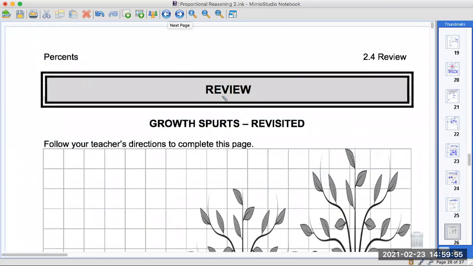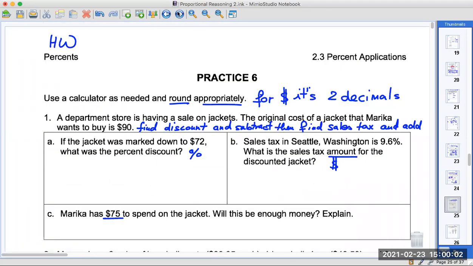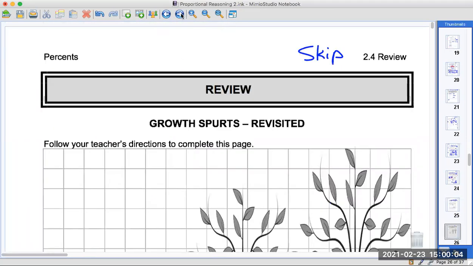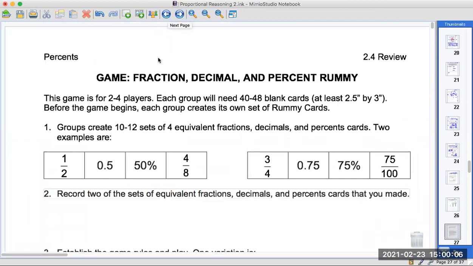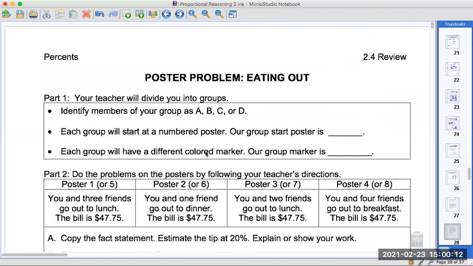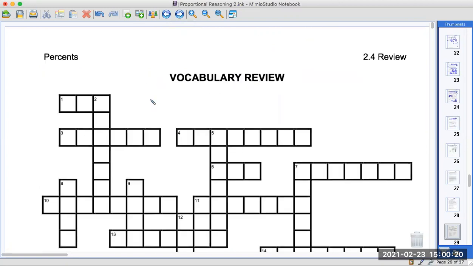We're going to skip this. Did I put homework? Yeah. Skip this page, skip this page. We will do this in class together. And then we will do this at home.